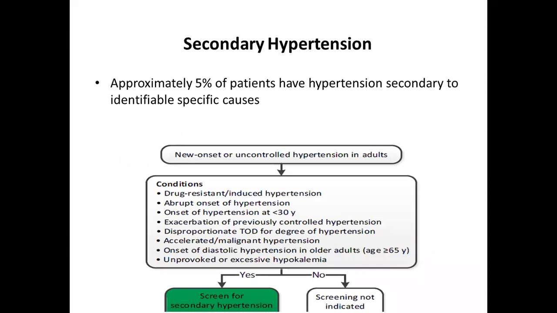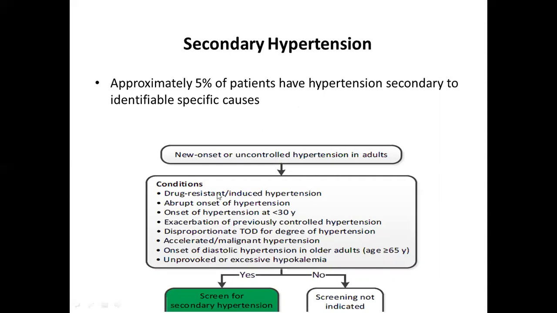Next is secondary hypertension. The second classification is secondary hypertension, and this hypertension, as I have mentioned, is mostly due to other secondary diseases or specific causes. So we should always try to differentiate whether it is primary or essential hypertension or secondary hypertension.